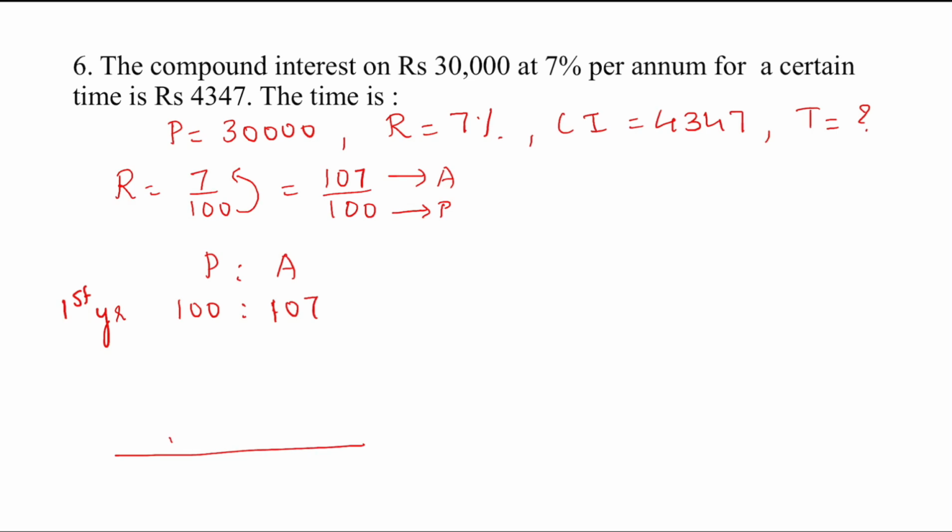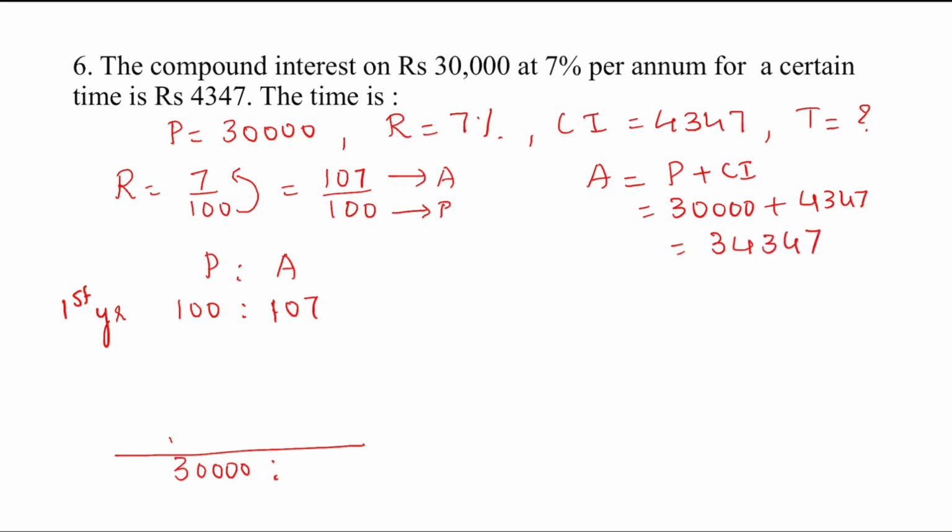It is becoming 30,000, isn't it? It is 30,000 and amount will be how much? Amount will be principal plus CI, we know, isn't it? So principal we know it is 30,000 and CI we know it is 4,347. So amount will be 34,347. But is it easy to find out the year? No. So we will make it easier.